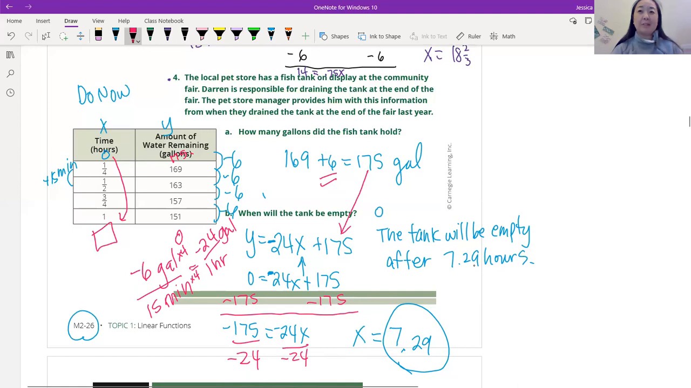So probably less. .29 is about a third of an hour, right? So if it's a third of an hour, that's like 20 minutes. So 7 hours and 20 minutes around there.